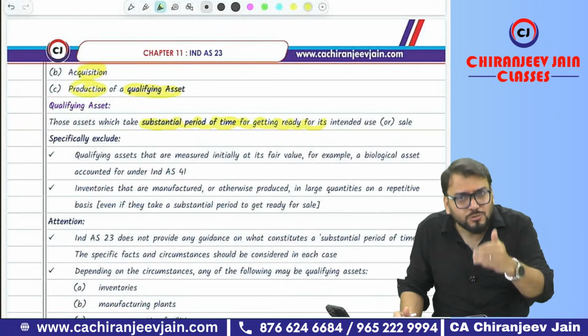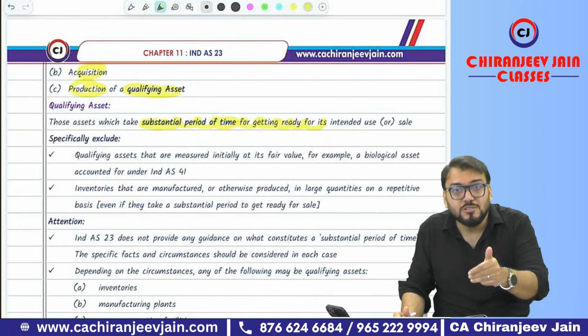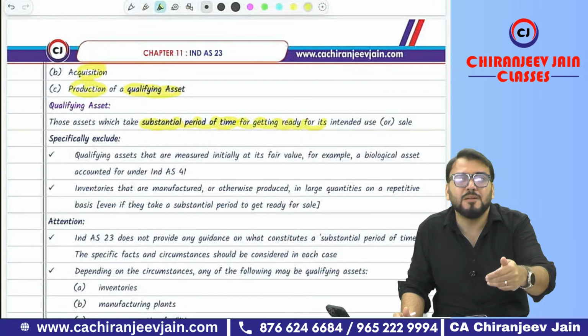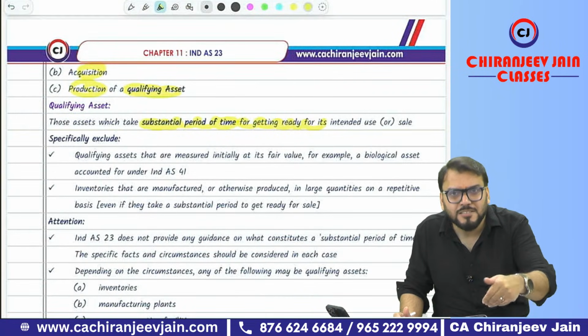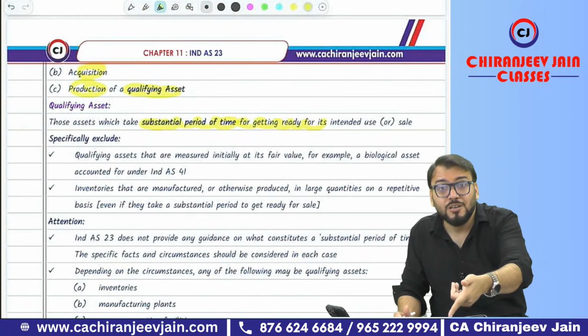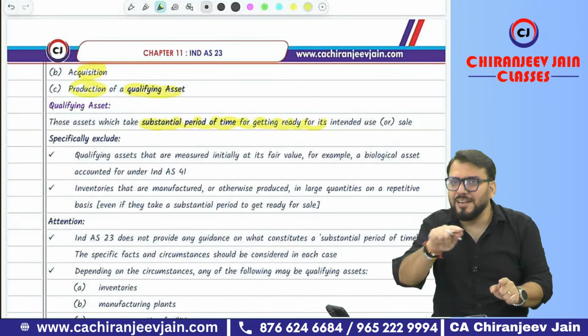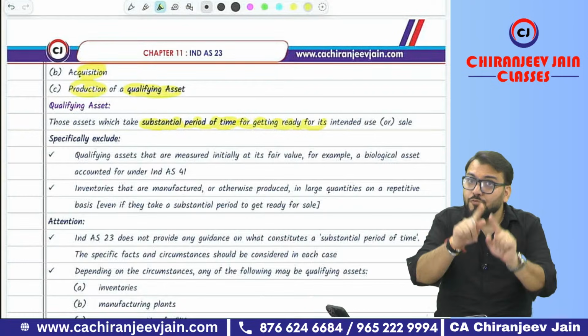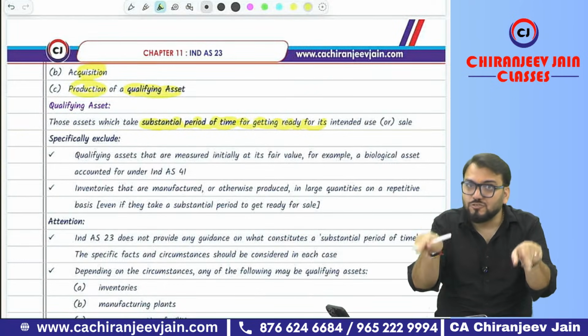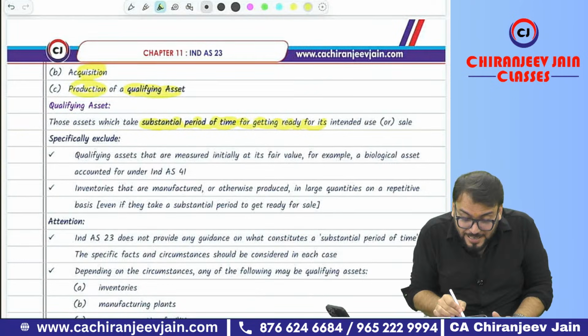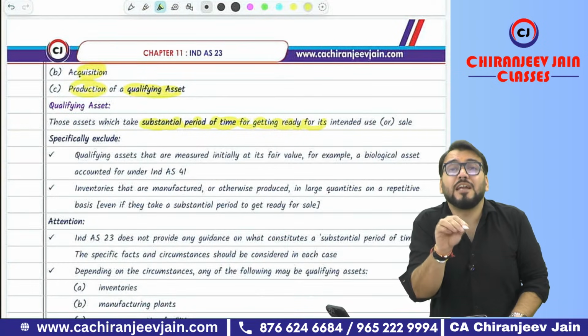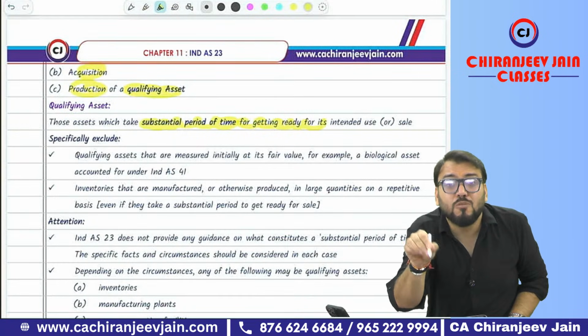Either the asset is used, meaning property, plant and equipment, investment property or intangible asset will be used, or inventory will be sold. So either you will use it or sell it. Understood? So can I say inventory can also be a qualifying asset. From this we understood inventory can also be a qualifying asset. Any asset which takes a substantial period of time for getting ready for its intended use or sale will be a qualifying asset.